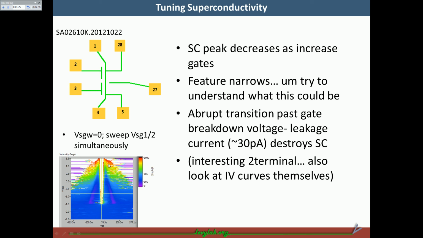the critical current, narrows, and the peak itself is also changing. It's also being tuned with the side gates. And it's also interesting to note that past the breakdown voltage at which the gate starts leaking, we see that superconductivity abruptly vanishes.